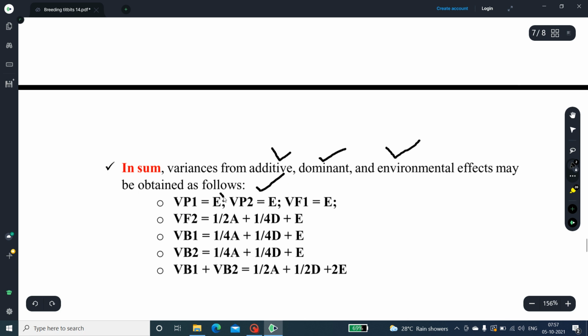VP1 is equivalent to E, VP2 is also equivalent to E, VF1 is also equivalent to E, and VF2 is equivalent to half A plus a quarter D plus E. VB1 is equivalent to a quarter A and a quarter D plus E. VB2 is a quarter A, a quarter D plus E, and VB1 plus VB2 is equivalent to half A plus half D plus 2E.